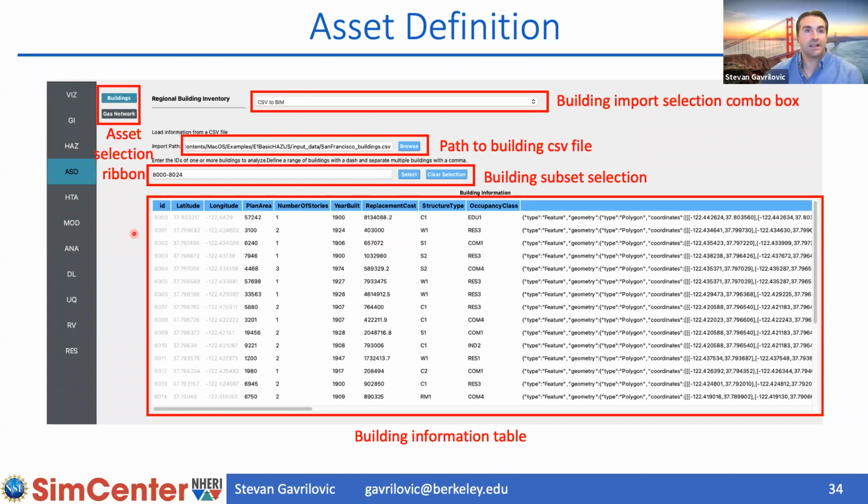And then when you click on select, this table will grow or shrink according to the amount of buildings that you've selected. If you hit clear selection, then this table will show every single building you have in the database. So you can go through and figure out which ones you might want to add to the analysis going forward.